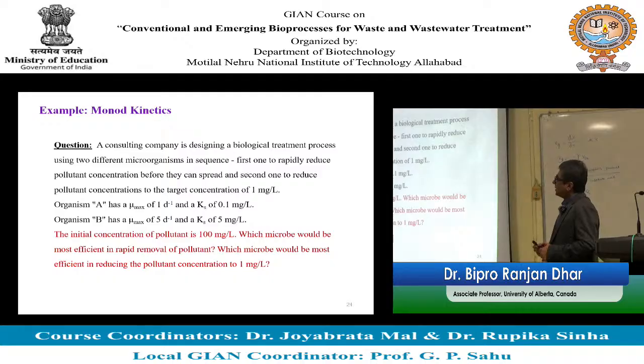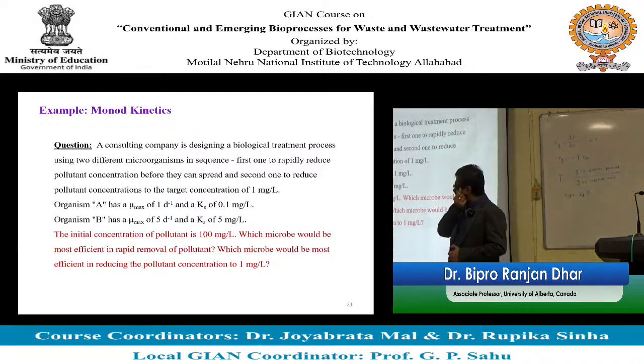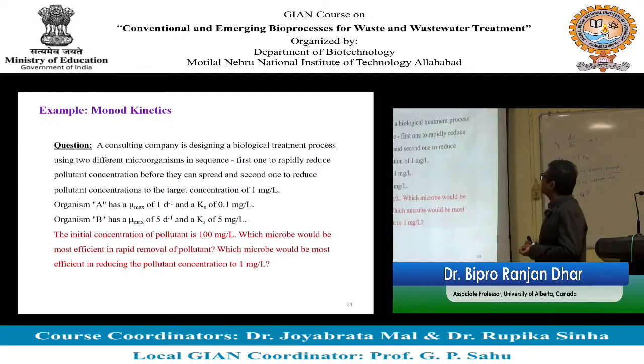So one example, actually when I show this example, I think you can easily understand. A consulting company is designing a biological treatment process using 2 different microorganisms in sequence. The first one is to rapidly reduce the pollutant concentration before it can spread, and the second one is to reduce the pollutant concentration to a target concentration of 1 milligram per liter.